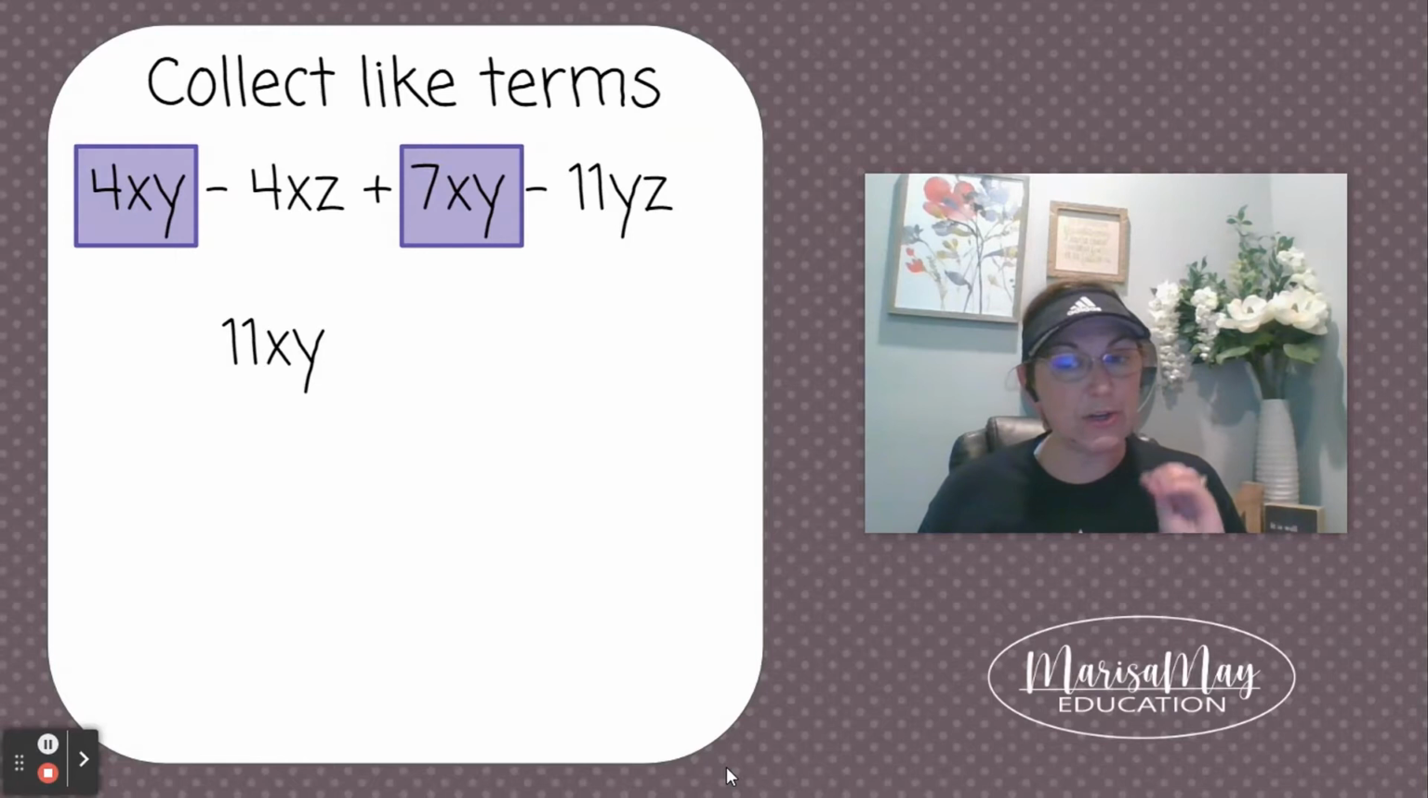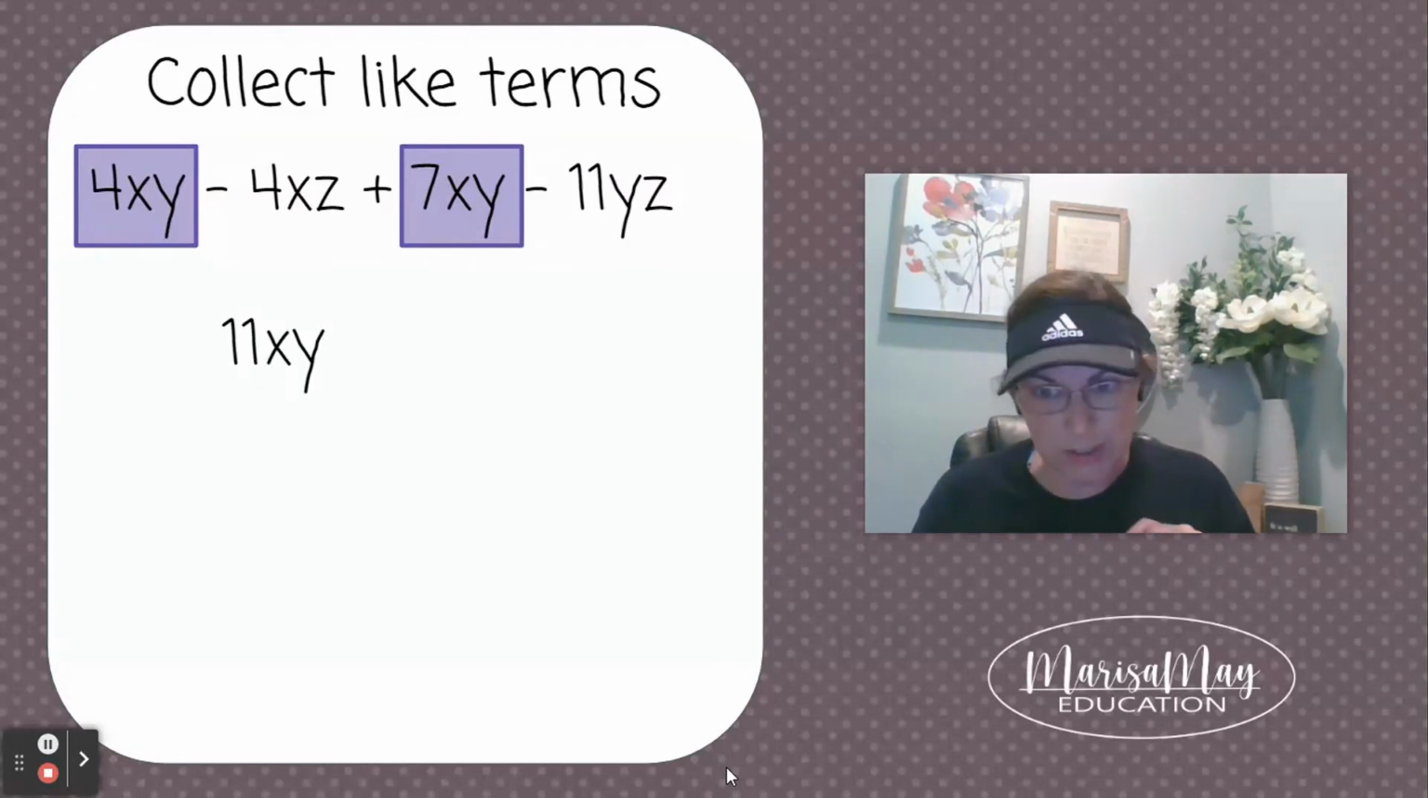Be very careful here. You'll notice that I did not change any exponents. I didn't make that 11x to the second, y to the second. I have a lot of students who want to do that. Don't fall into that rabbit hole there.